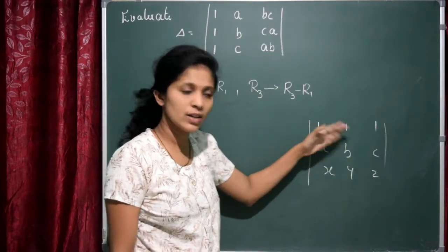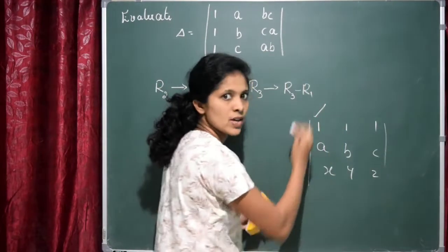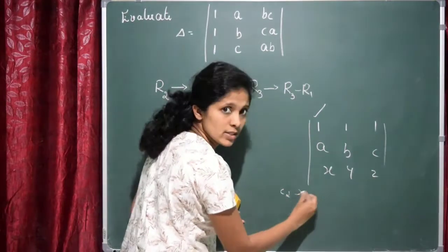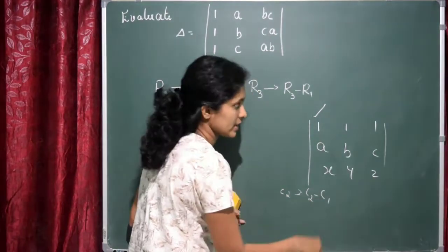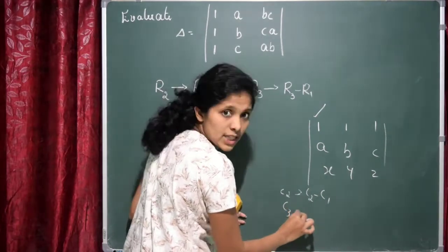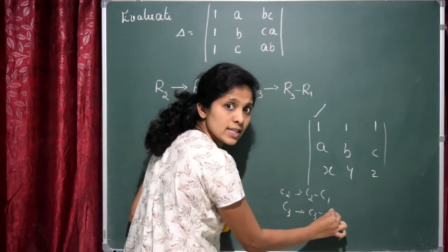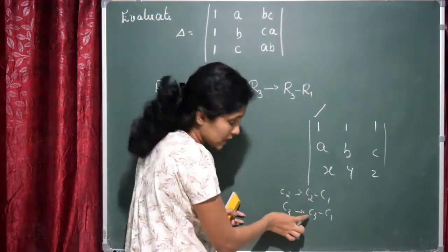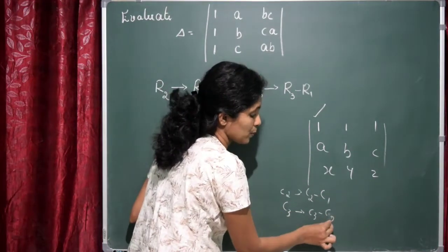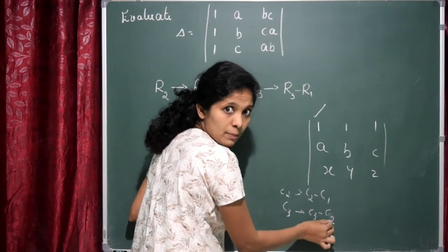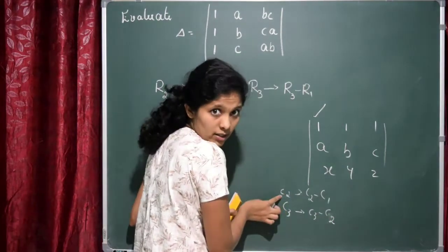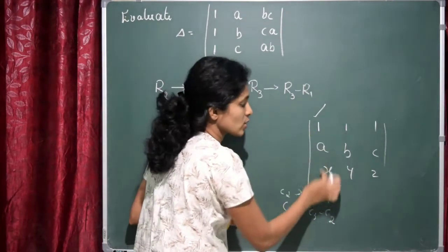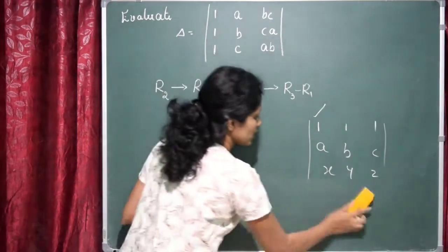What we can do here, you just keep column 1 as it is. So change C2: C2 changes to C2 minus C1. Is it clear? Then you change C3: C3 changes to C3 minus C1. Is it clear? Here you use C2 minus C1, so you can't use C3 changes to C3 minus C2. If you use this one, it is wrong, because already you changed C2 here. That's why I told you to keep the first column as it is. I hope you understood this one.